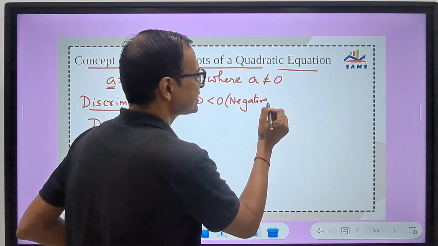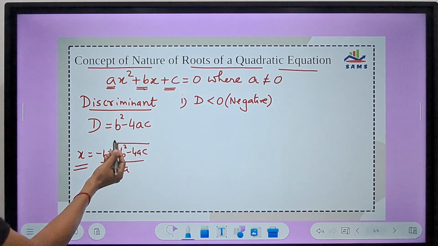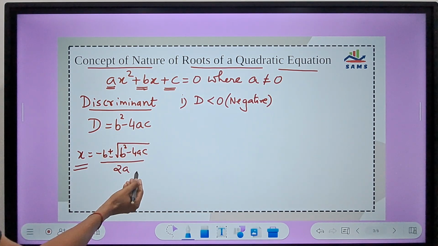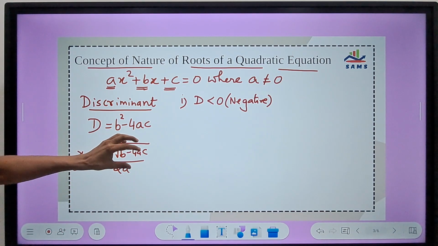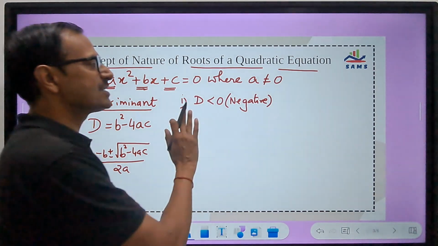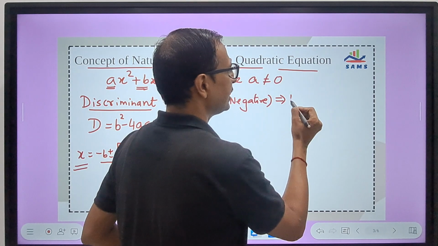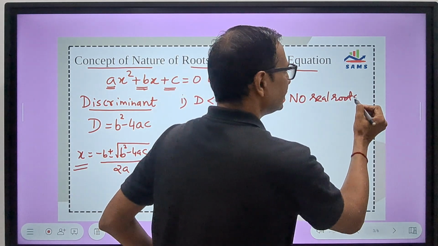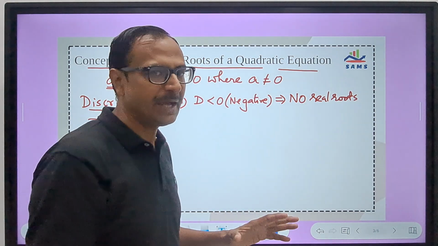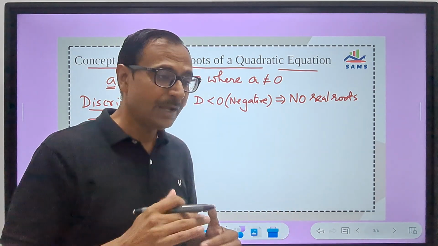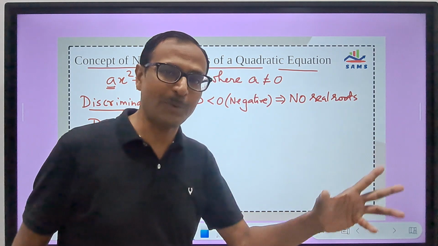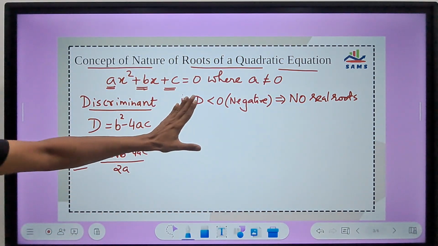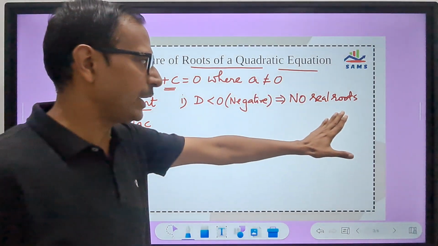The first case is when the discriminant is less than 0, or negative. Whenever the discriminant is negative, just think what will happen if you have a square root of a negative term. The square root of a negative term is not real. We can't define its value, and therefore if the discriminant is negative, that means the equation will have no real roots. In class 10th we can't do anything with that. In class 11th we will start from here, with the complex roots. But as of now in class 10th, discriminant less than 0 means no real roots.